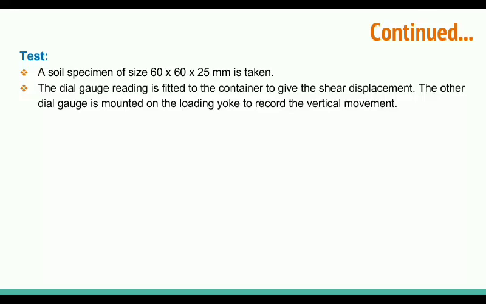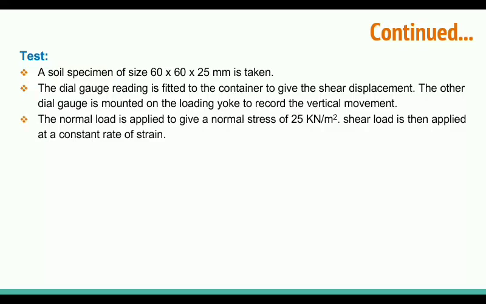So the dial gauge reading is fitted to the container to give the shear displacement, or horizontal displacement. The other dial gauge is mounted on the loading yoke to record the vertical displacement. We have seen this in the figure also. The normal load is applied to give a normal stress of 25 kN per meter square. Shear load is then applied at a constant rate of strain from zero. So we are giving the shear load by the strain control device.